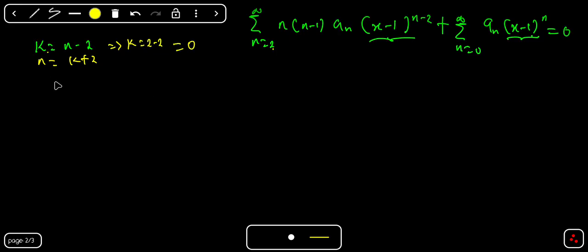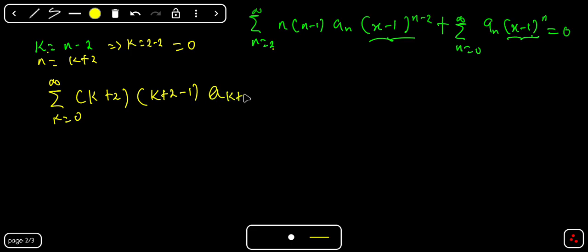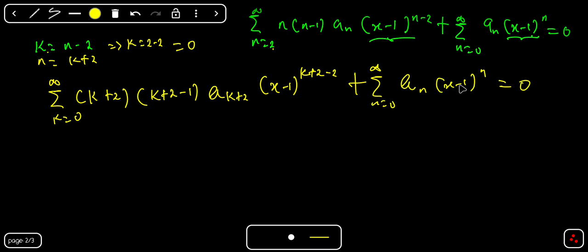So what we're going to have now will be the sum of k from 0 to infinity. So n is k plus 2, then multiply by n minus 1. So n is k plus 2. We have k plus 2, then minus 1. Then multiply by a of k plus 2, then multiply by x minus 1, raised to the power of k plus 2, then minus 2. Then plus the sum of n from 0 to infinity of a n, x minus 1, raised to the power of n is equal to 0.